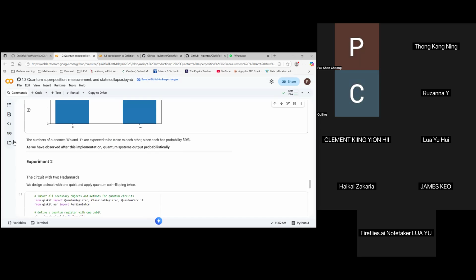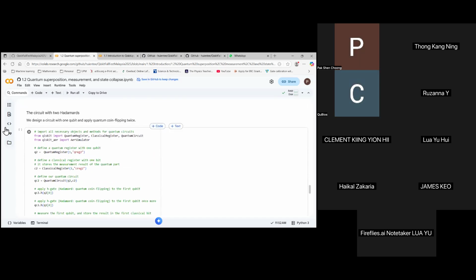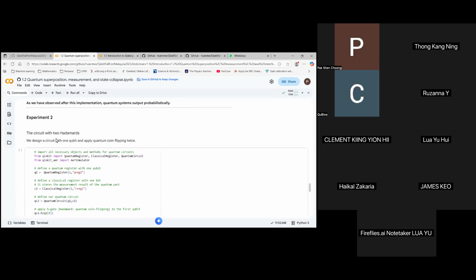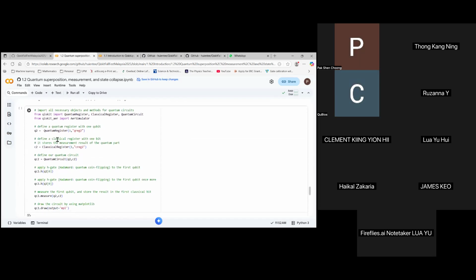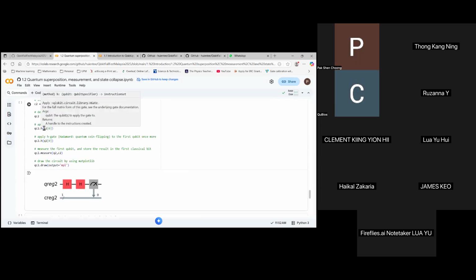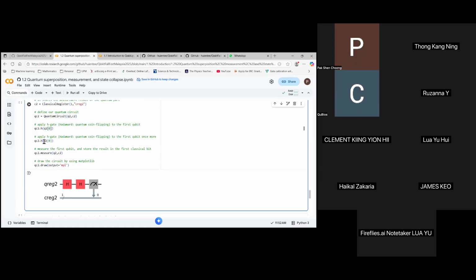Okay, now, I skip this one. Experiment two. Just now we were handling one Hadamard gate, and now we are going to play with two Hadamard gates. So again, we define the register and our circuit. We first apply the Hadamard gate on the zero, then we apply a second Hadamard gate on the qubit. Let me run. Okay, it's the same. And then now we measure again.